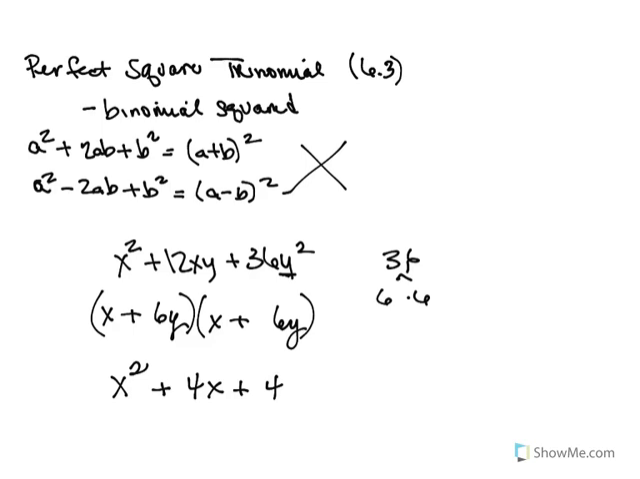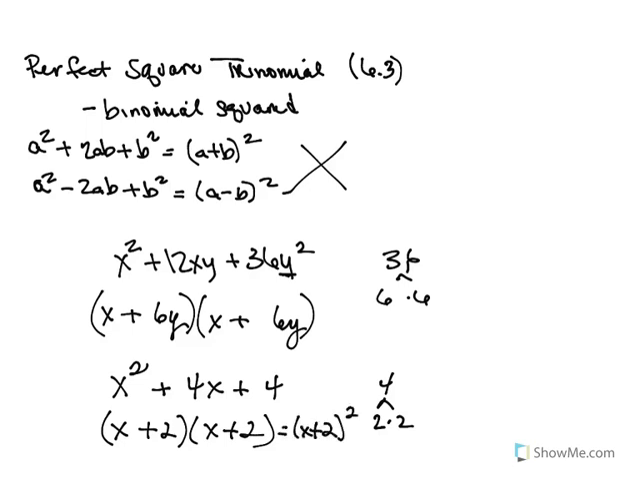So x squared plus 4x plus 4. Here we're going to do factors of 4 that'll give us a 4, so 2 and 2. So (x plus 2)(x plus 2). The other way we can write it is (x plus 2) squared. Same thing with this one: (x plus 6y) squared. So perfect square trinomial just means that once you factor it, you get the same two factors, and it's just that binomial to the second power.